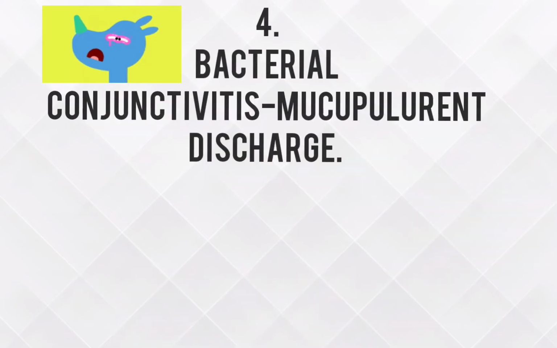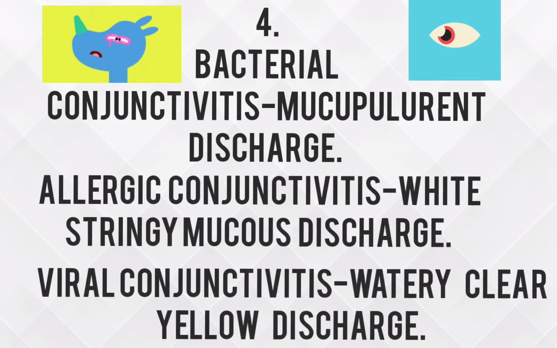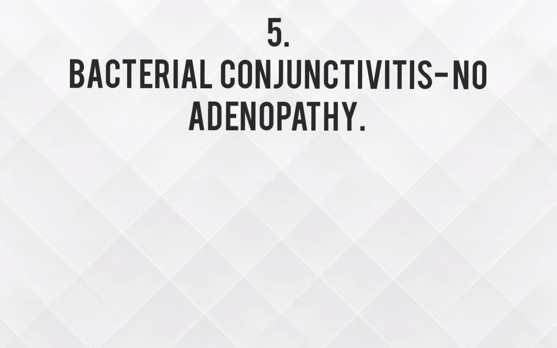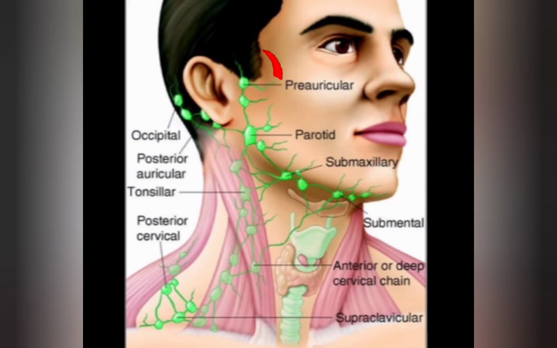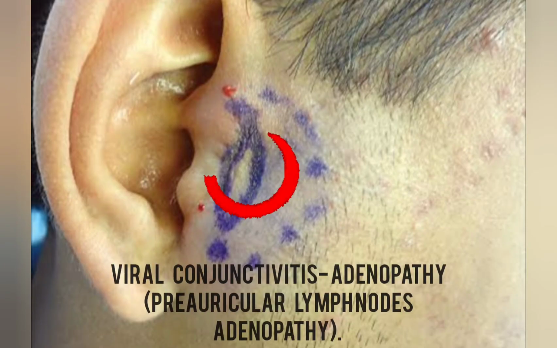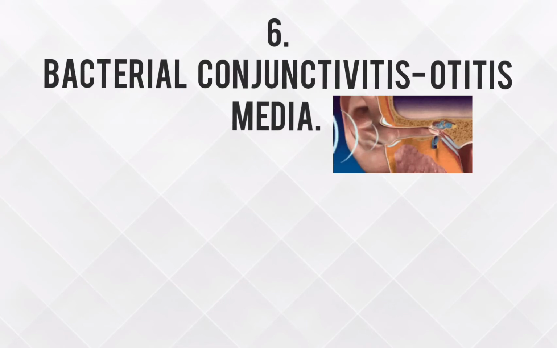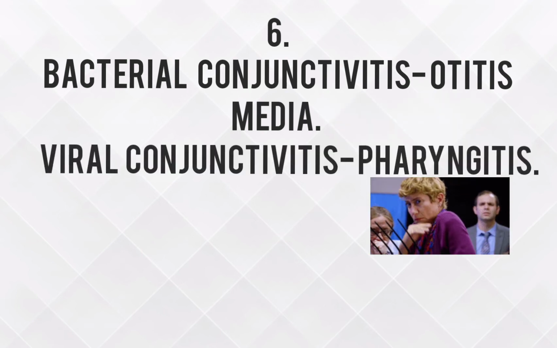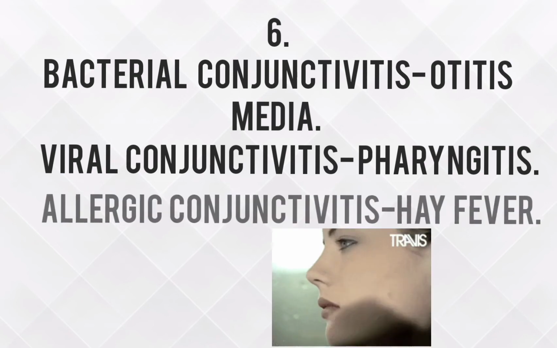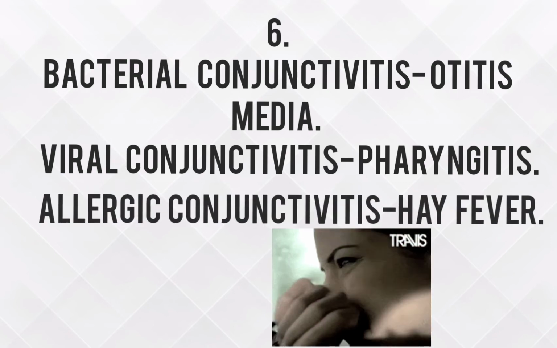Point number 4. Bacterial conjunctivitis has constant white mucopurulent discharge, whereas allergic conjunctivitis has white stringy mucus discharge, and viral conjunctivitis has watery, clear yellow discharge. Point number 5. Bacterial conjunctivitis doesn't present with adenopathy, whereas viral conjunctivitis has adenopathy, like swelling of preauricular lymph nodes. Point number 6. Bacterial conjunctivitis may present with otitis media infections, whereas viral conjunctivitis may present along with pharyngitis, and allergic conjunctivitis may present with hay fever.